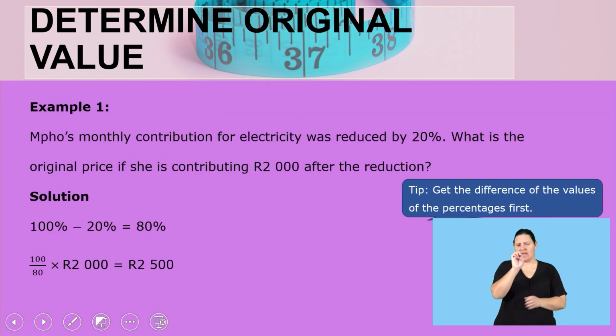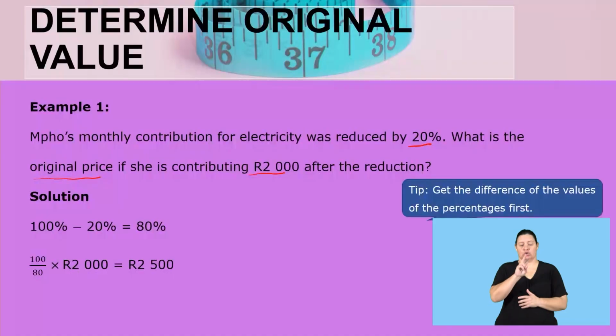Let us take the first example. Mpho's monthly contribution for electricity was reduced by 20%. What is the original price if she is contributing 2,000 rand after the reduction? What we need is the original price, and what we see here has already been reduced. Remember, when we reduce, it means it's going down. So we take 20%, subtract it from the 100%. So 100% minus 20% is 80%.